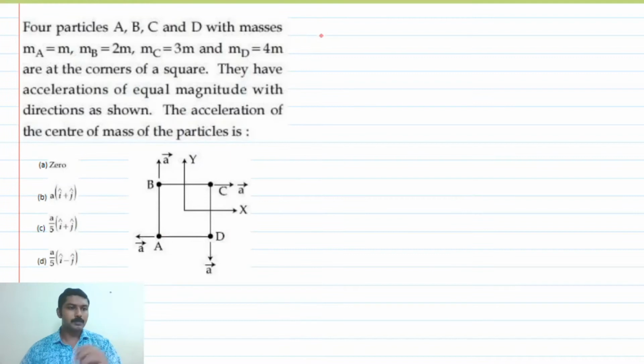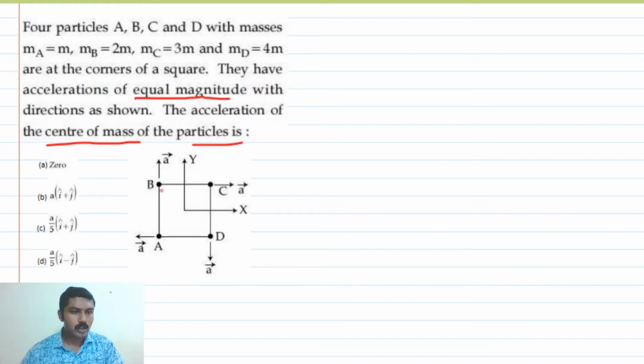So we look at this particular question. Four particles A, B, C and D with masses m, 2m, 3m, 4m are at the corners of a square. They have accelerations of equal magnitude, with directions shown in the figure. You have to find the acceleration of the center of mass of the particles. This question was asked in JEE Mains, April 2019.